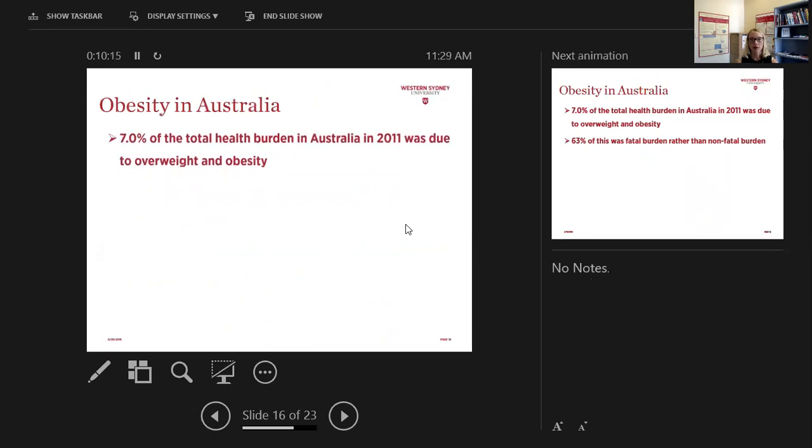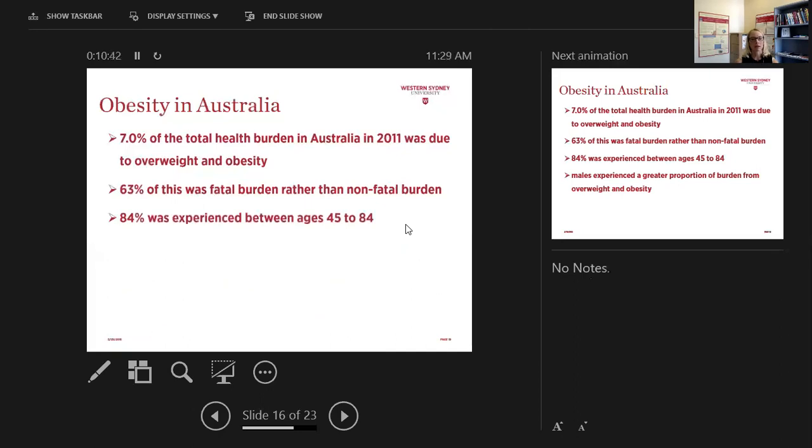70% of the health burden in Australia is due to overweight and obesity, okay? 63% of the fatal burden was due to obesity rather than non-fatal burden, okay? So we're looking at well over 50% of the population experiencing this.